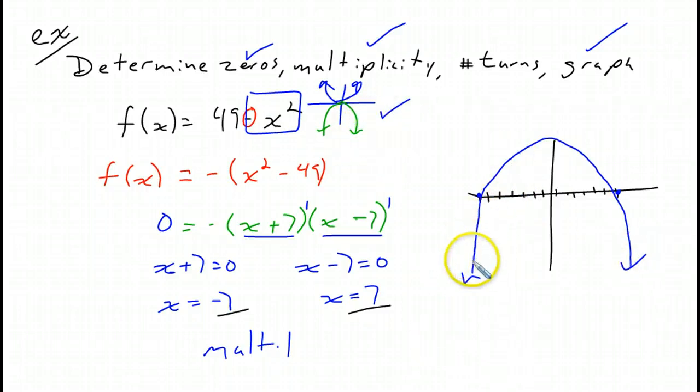Now for a number of turns, it looks like it goes up, still going up, and then it changes direction. A turn is just where it changes direction. So since I only have one change of direction, I only have one turn.